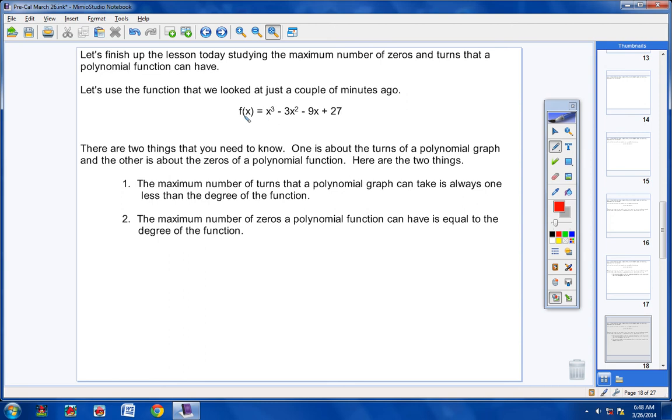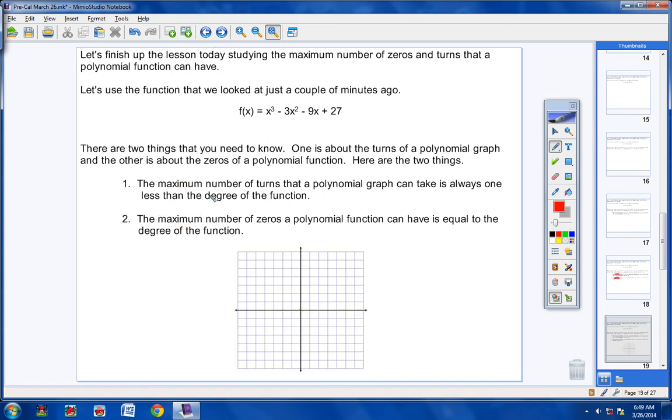Now, there's a key word here you need to see: maximum. In other words, I'm not saying that the graph has to have a certain number of turns. I'm saying it will have at the most so many turns. And I'm not saying the function will have a certain number of zeros. I'm saying it will have a maximum number of zeros. Now, let's see. If I asked you to consider this function, what's the maximum number of turns this polynomial graph will take? Well, it's always one less than the degree.